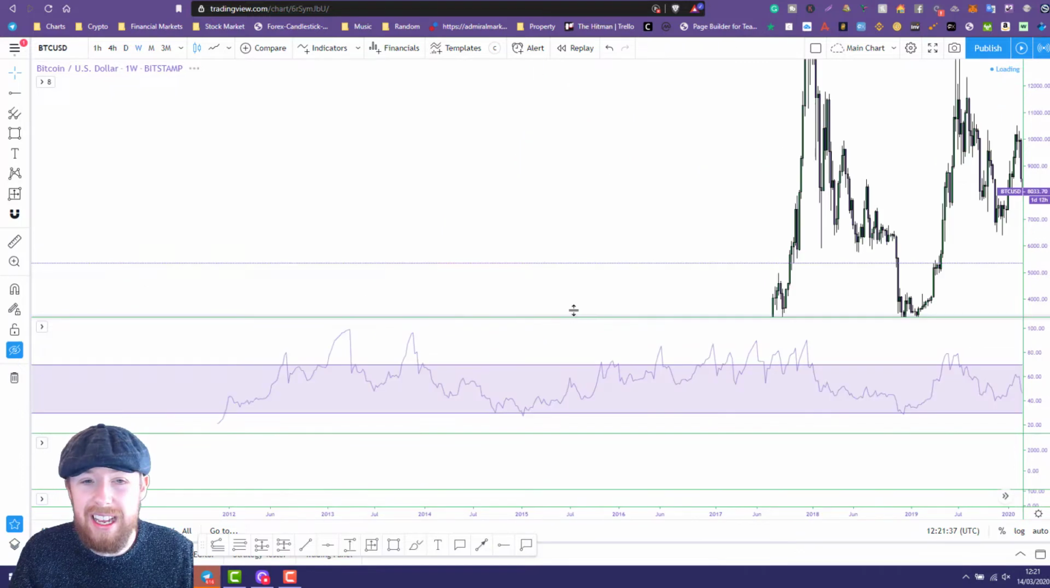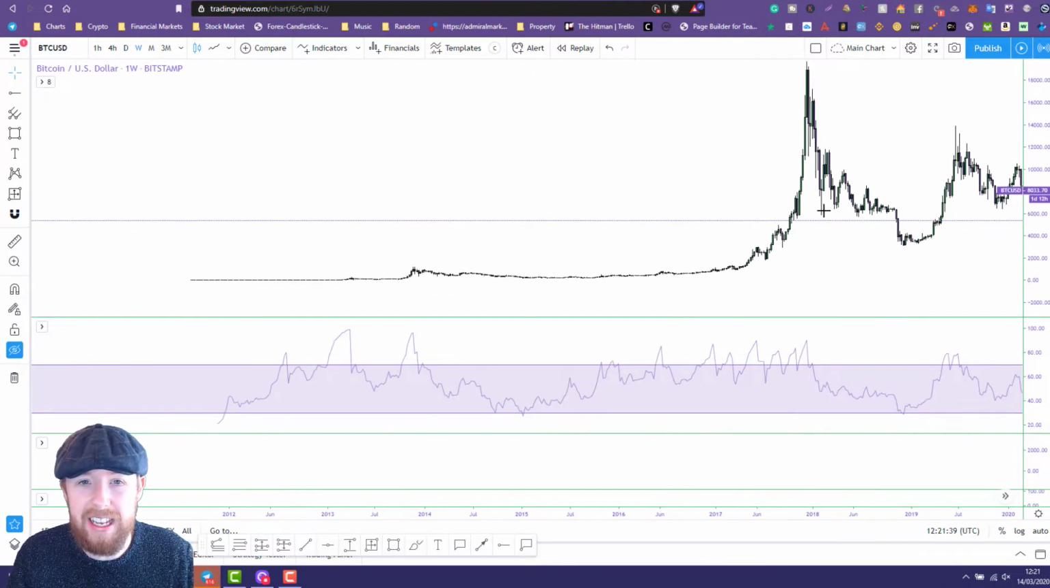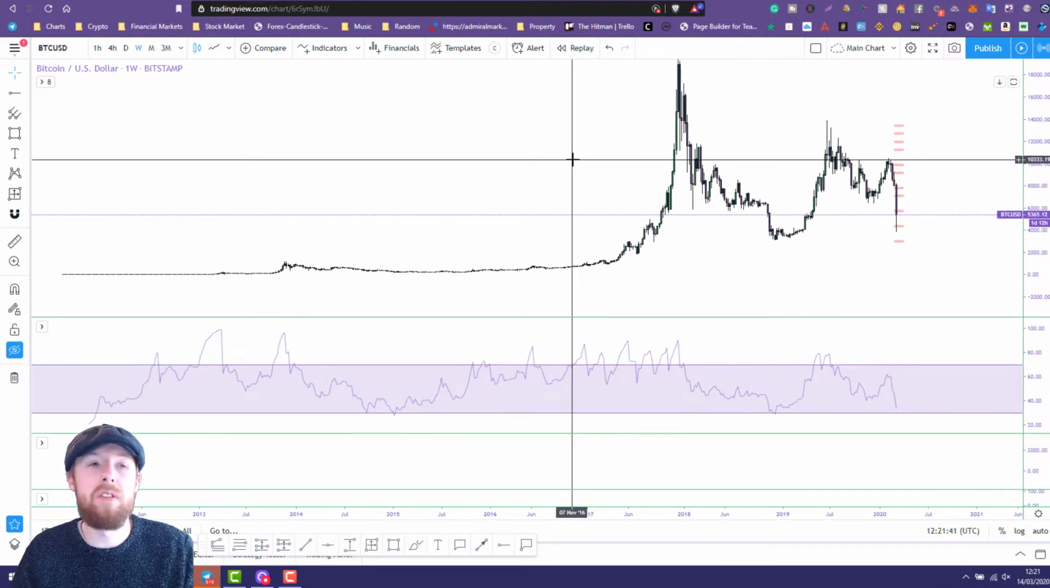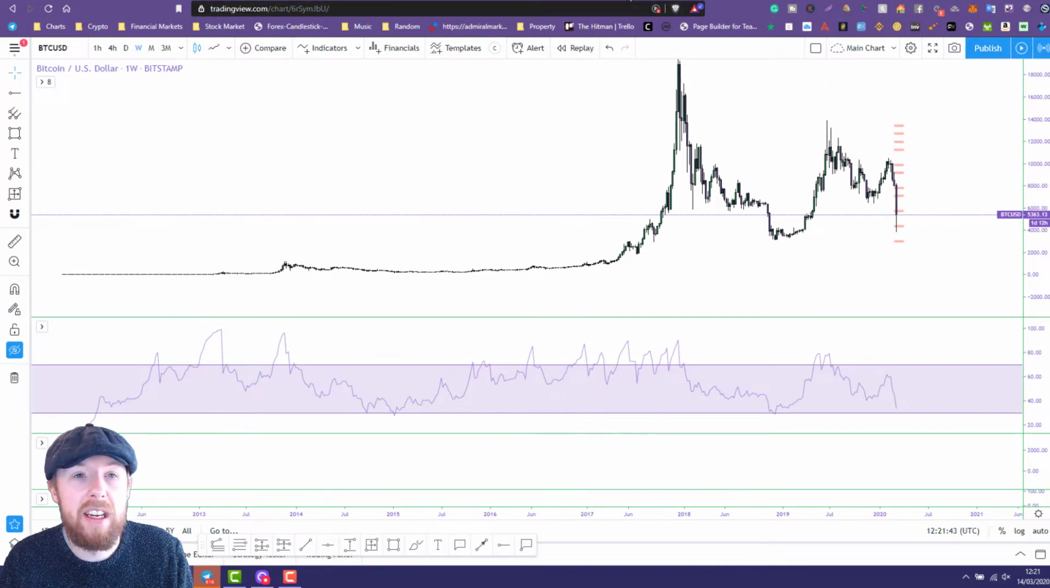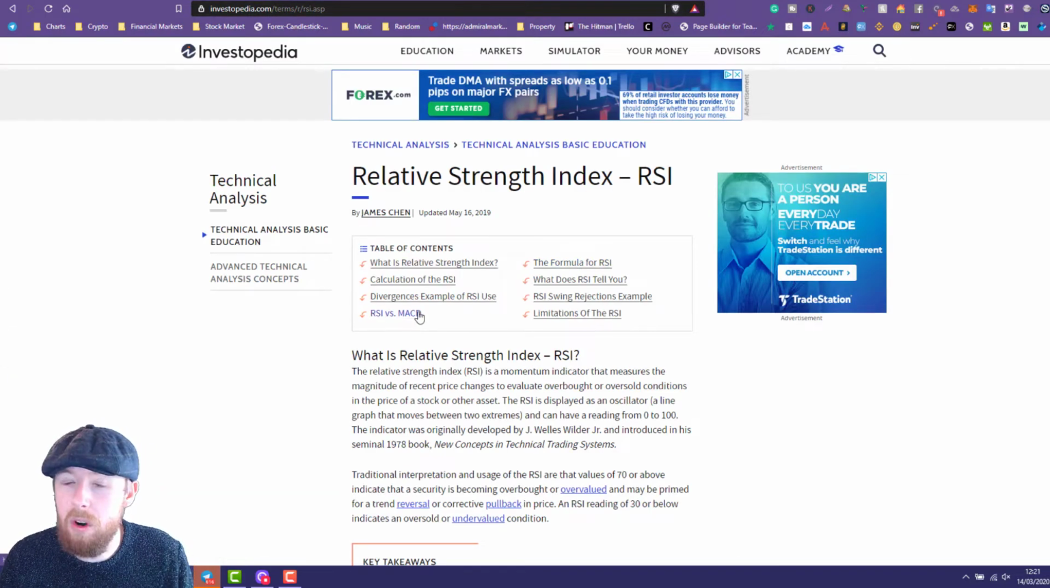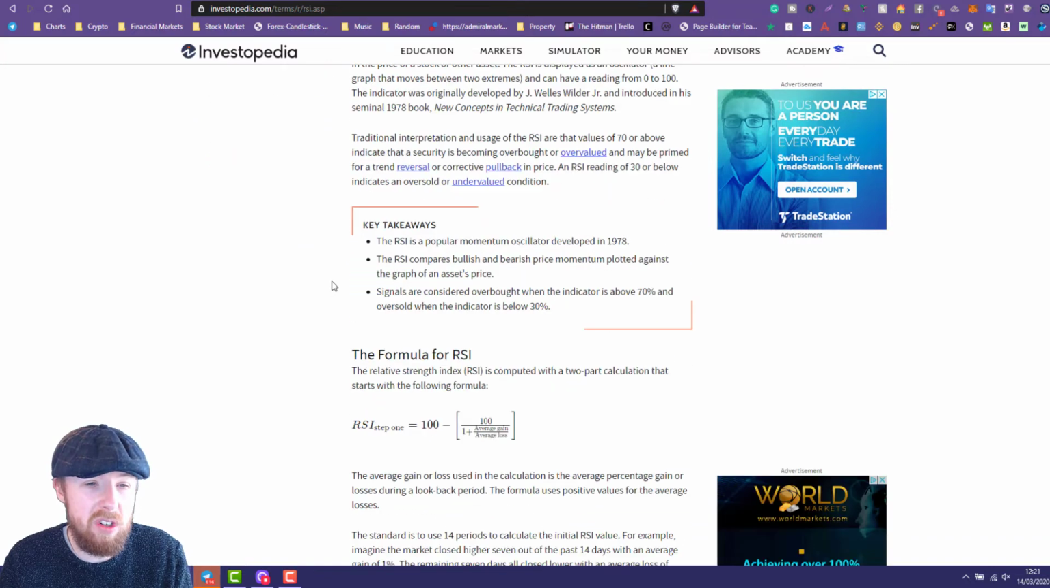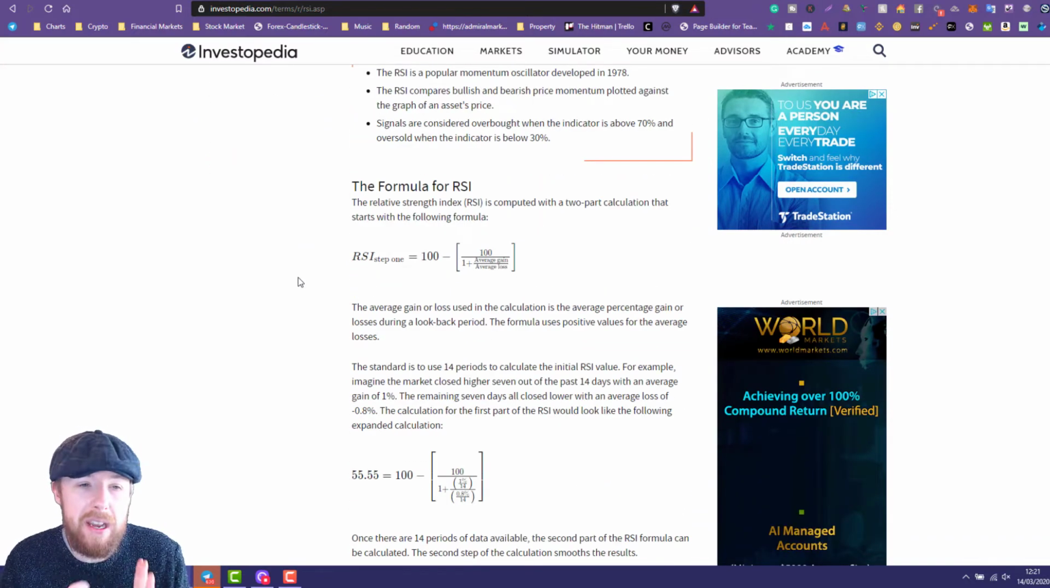It will give you an insight of how strong an asset is in terms of its volume, in terms of momentum, all kinds of stuff here. And again, as I say, you can find out more on Investopedia. It's a really good website. It gives you the whole information of how it all works. It's based off an overbought, oversold theory.